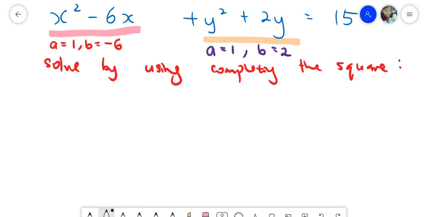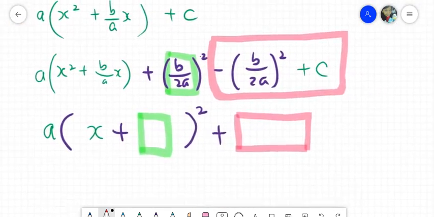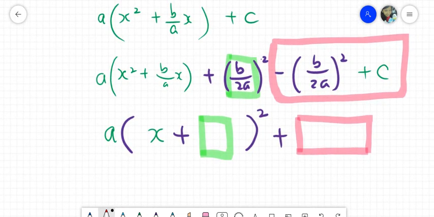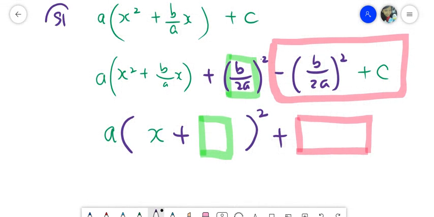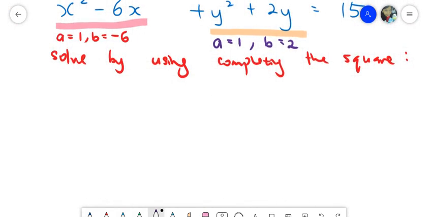Okay, apply what? You can see this step 1 is already fulfilled because your a is 1. Am I right? So you don't need to divide anymore. You go straight to step 2. How do you apply your step 2?